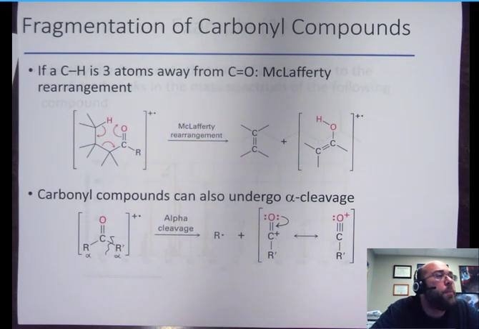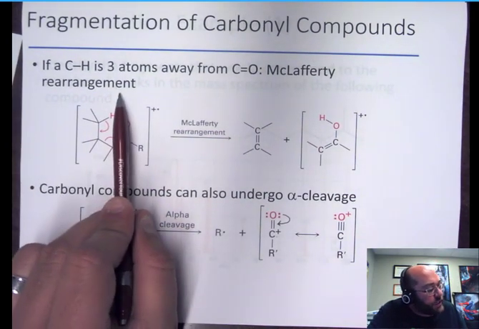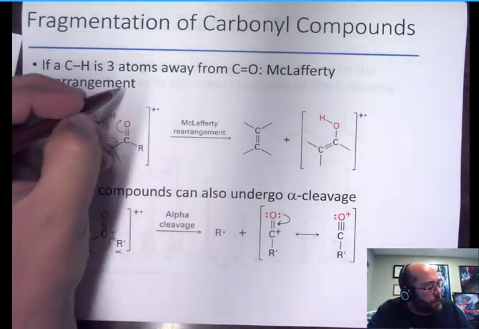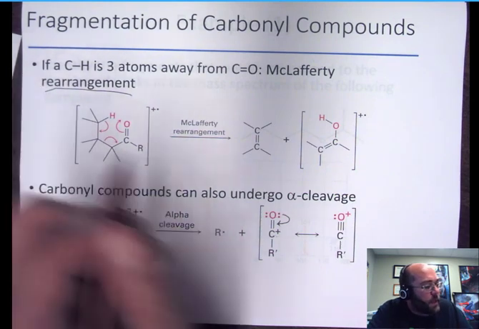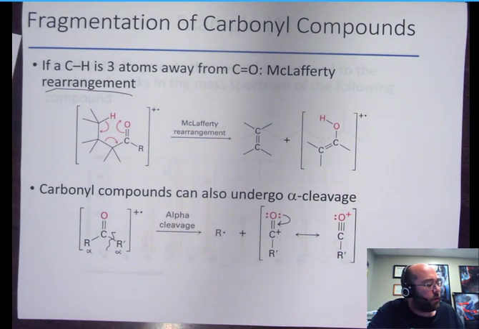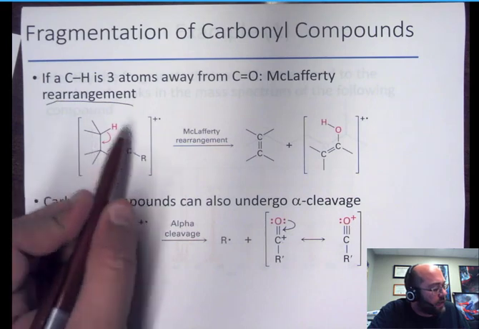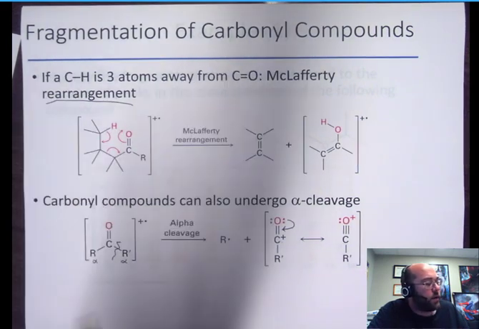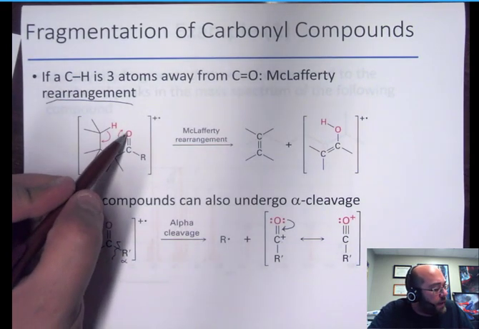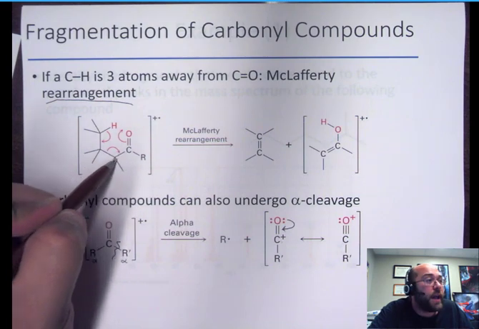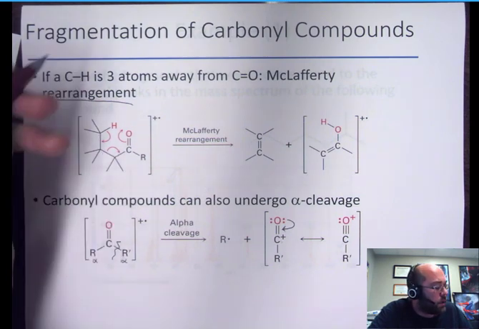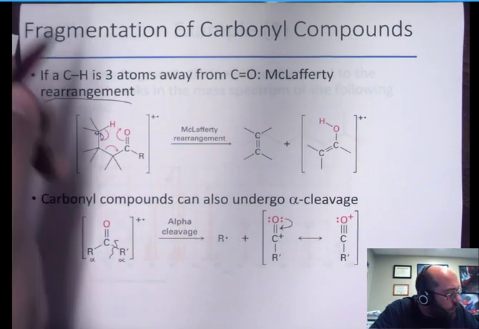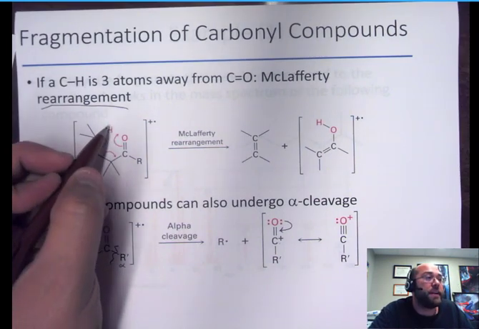Now, the other thing with carbonyl compounds, oxygens always tend to be a little more complicated when they're present, but the other thing you can see with carbonyl compounds is what's called a McLafferty rearrangement. Rearrangements are always internal. Now in this McLafferty rearrangement, I don't like the way this shows the arrows, but you have a carbonyl and you have an alpha, beta, gamma. So you have a gamma carbon that has a hydrogen on it. So you have to have gamma hydrogens.